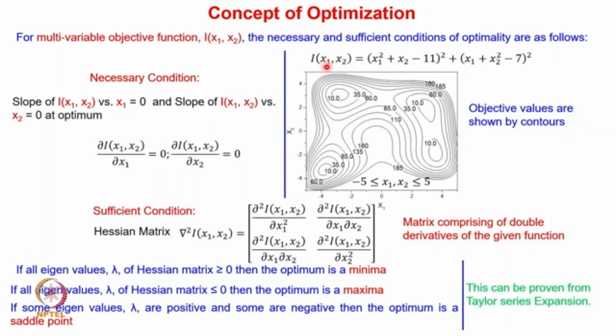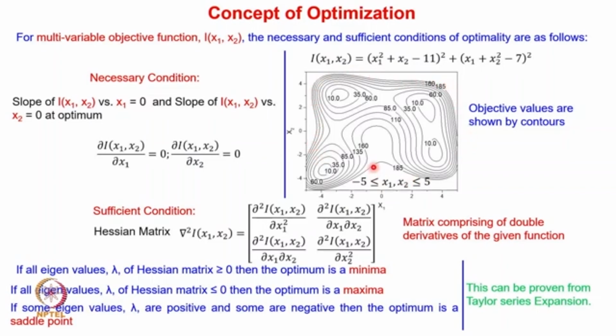So I(x1, x2) is given as (x1 square + x2 − 11) whole square + (x1 + x2 square − 7) whole square, and we wanted to minimize this objective function I with respect to x1 and x2. If I plot x1 and x2 and show the different values of the objective, we get a contour plot like this. You can see that x1 and x2 are plotted against each other, and corresponding to each objective value we are getting one contour here.